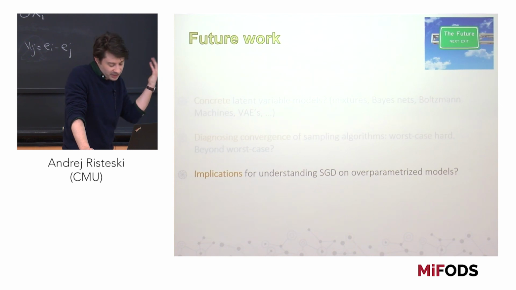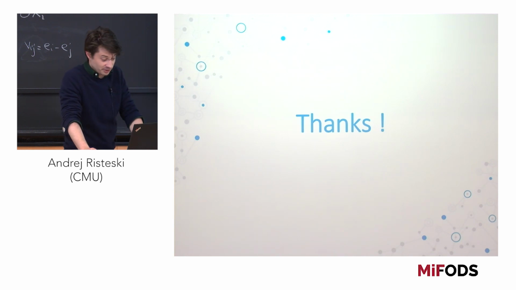And is there some implication that we can get from analyzing Langevin dynamics for understanding how SGD behaves with models that are very overparameterized, if we maybe have some geometric understanding of the set of minima that it keeps close to? So let me stop there.